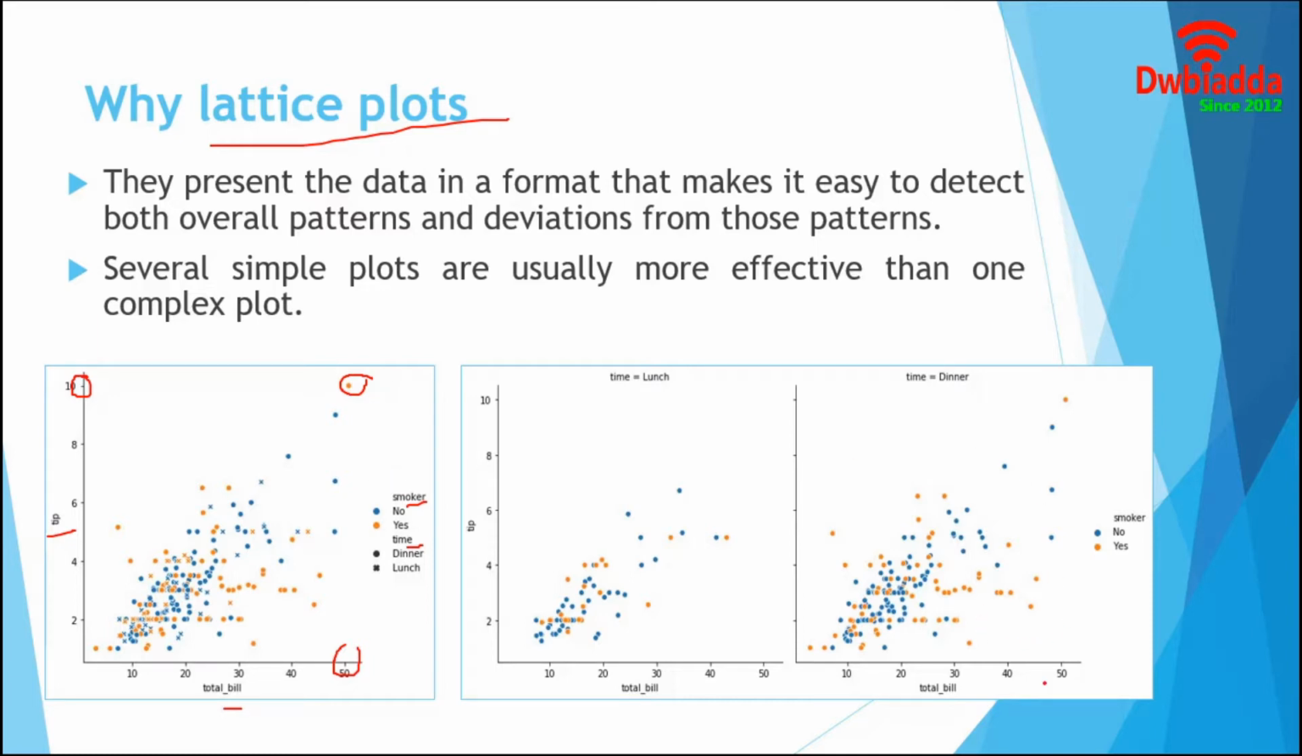Let us consider this lattice plot. We have two separate plots for lunch and dinner. So it is clear that we had more customers at the dinner time, and the average tip and total bill was in between this range. This lattice plot is very easy to understand.